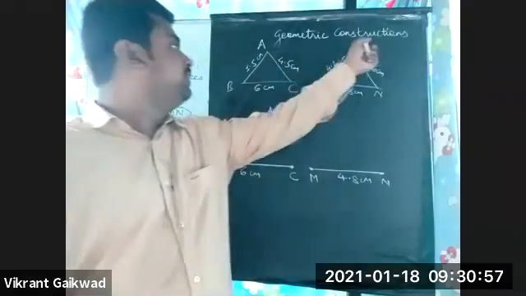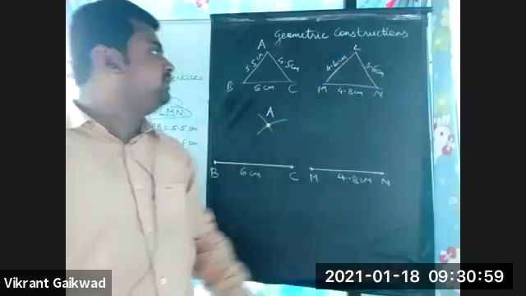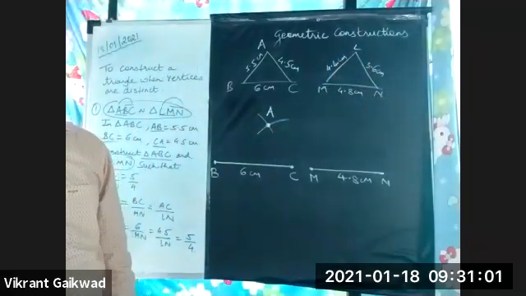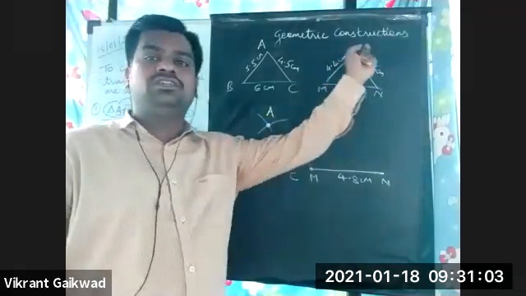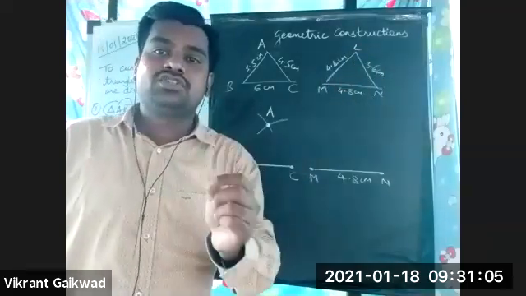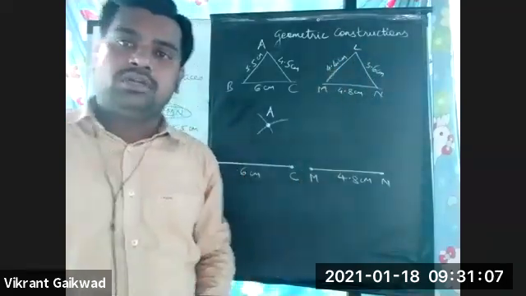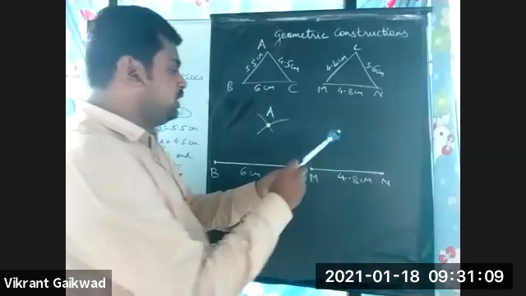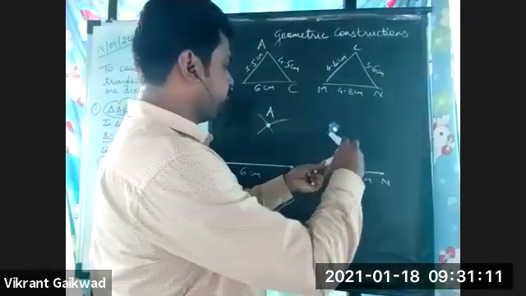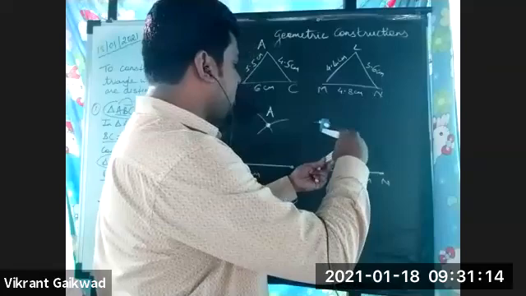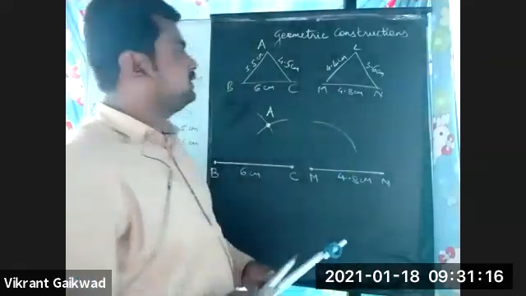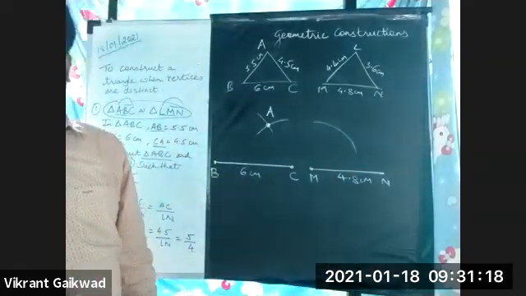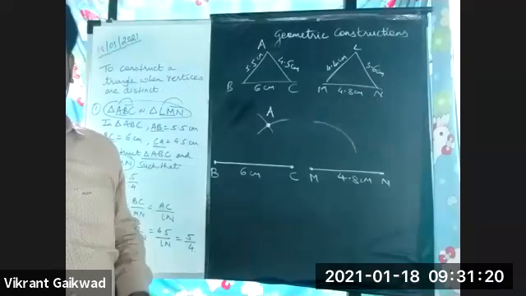Now I'll move ahead to the next part, that is triangle LMN. So now from point M, what is the distance you're going to take? You're going to take a distance of 4.4. So keep the tip at M. Cut an arc of 4.4. Is this clear to all the students?